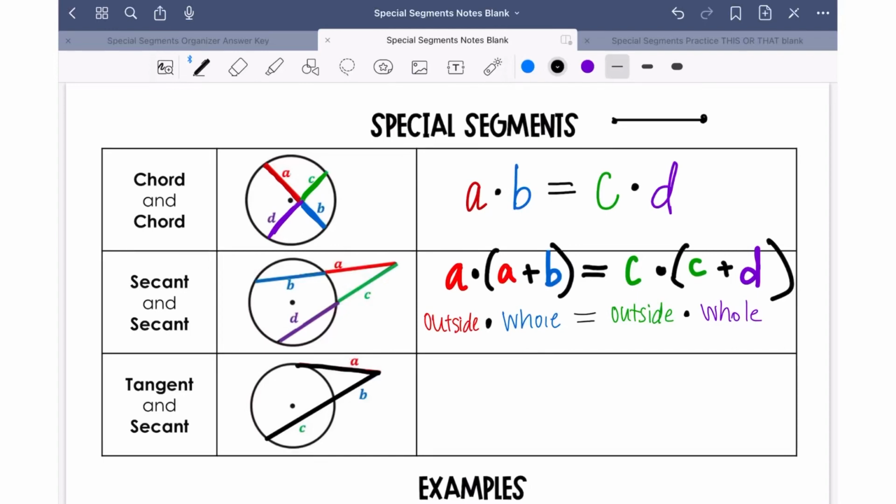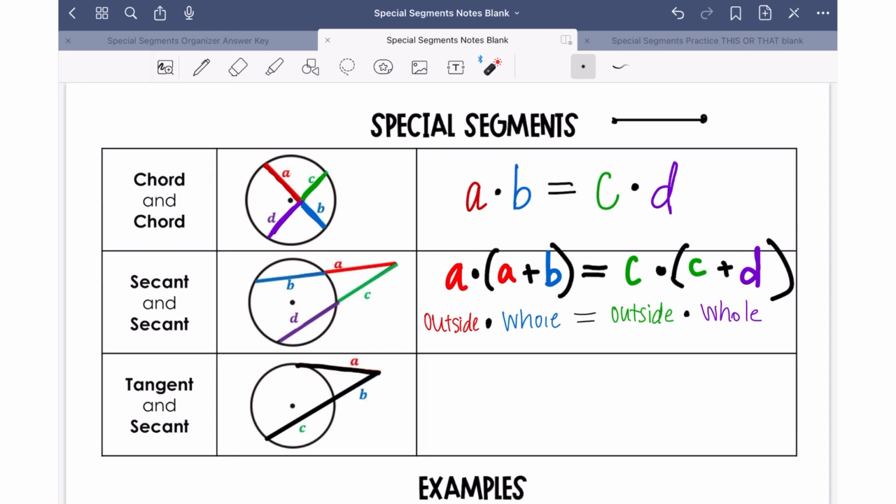All right, we made it to the third video, which is tangent and secant. Remember the difference between tangent and secant lines, and in this case segments, is that tangent only crosses the circle once, or touches, intercepts, and the secant only crosses the circle twice, okay?